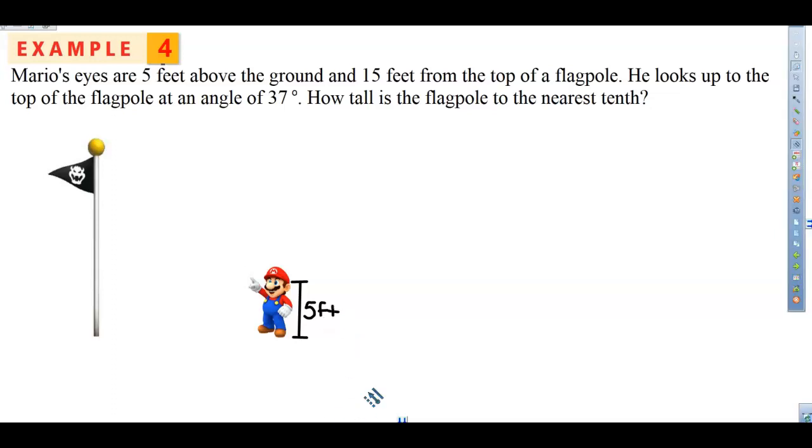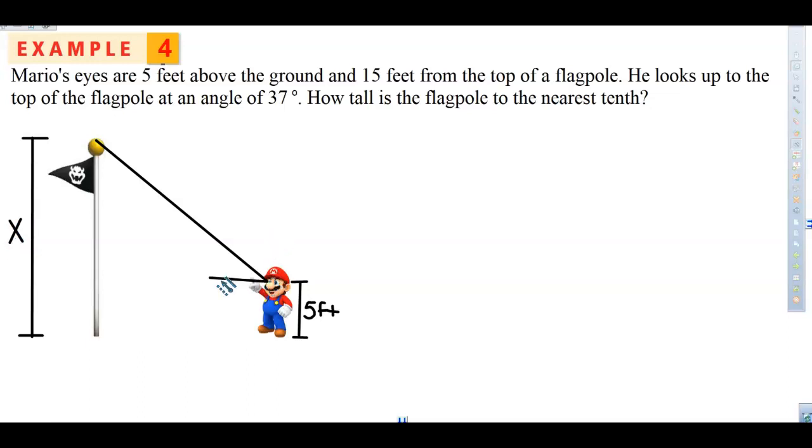Okay, we are also told that Mario's eyes are 15 feet from the top of the flagpole. So since we're specifically talking about his eyes, we're going to start at his eyes and go to the top of the flagpole. Okay, I want to know how tall is the flagpole, and I want that to the nearest tenth. So this is going to be what I'm looking for, my height. But my triangle is going to go here, which is going to originate from his eyes. So that means that I need to realize that this part of the flagpole here is 5 feet because we're starting the triangle 5 feet off the ground.